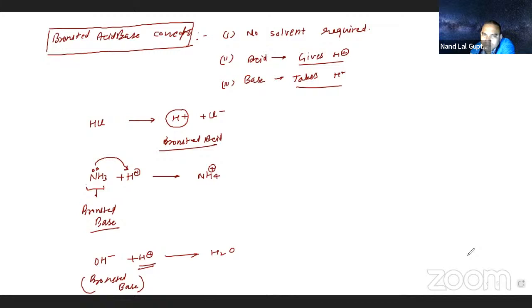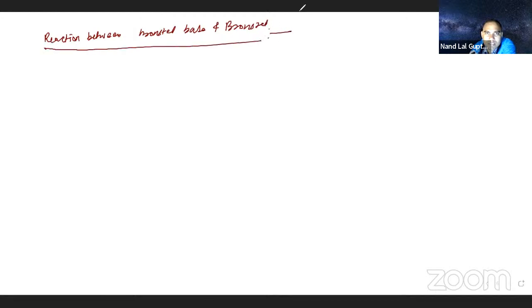Okay, let us move on to the next slide. Reaction between a Bronsted base and a Bronsted acid. If you are treating the Bronsted base and Bronsted acid, what is it going to give?